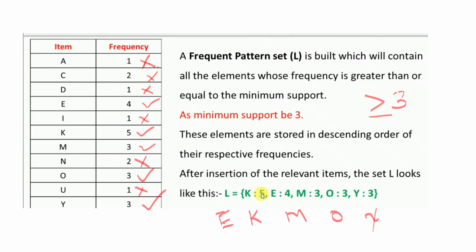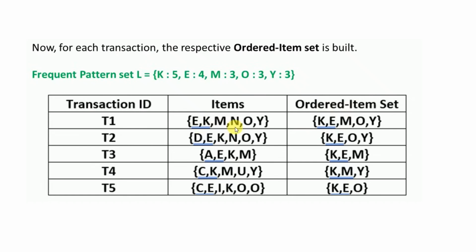In descending order, that is K is 5, E is 4, M is 3, O is 3, and Y is 3. We have to arrange this list in descending order. Next, after arranging this list in descending order, again we have to make a table to find the ordered item sets. So the ordered item sets here are E, K, M, O, Y.